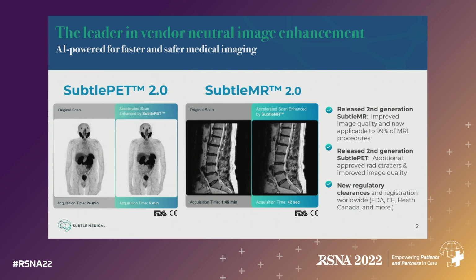Subtle MR uses AI to enhance MR images acquired with shorter scan times. The acquisition times can be reduced either by reducing the number of phase encode steps, which blurs the image and requires super resolution to enhance them, or by reducing the number of averages, which increases the noise level in the images and requires denoising to enhance them. Subtle MR is cleared for use on a variety of vendors, anatomies, and pulse sequences that cover up to 99% of MR acquisitions.